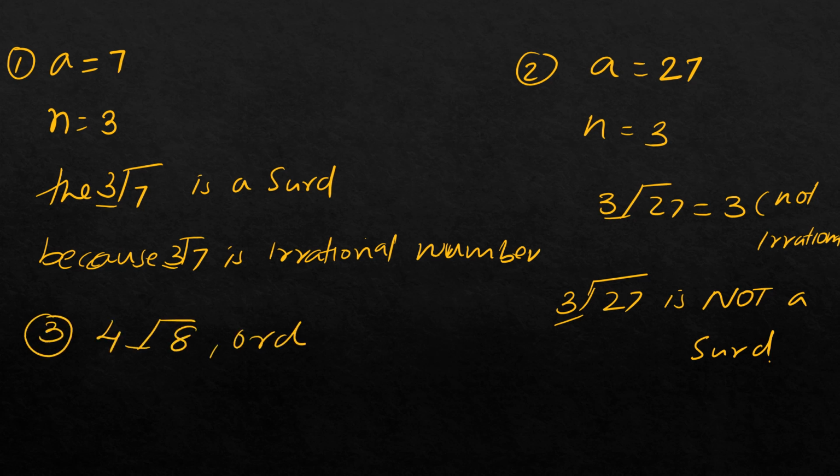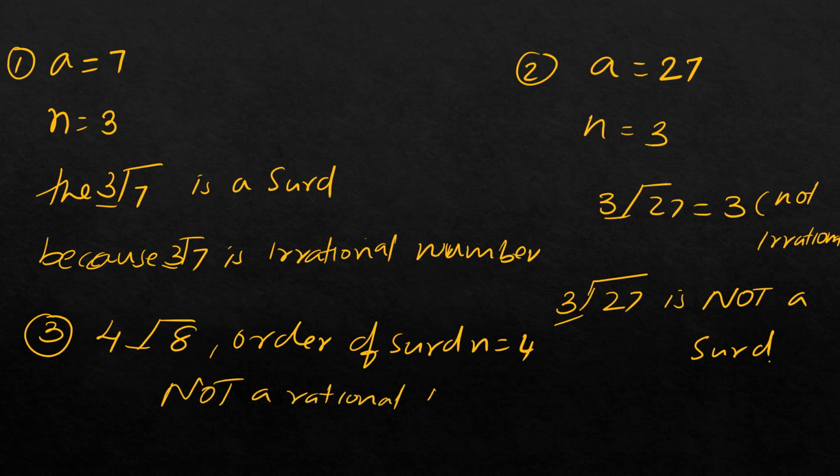We can take one more example. Fourth root of 8, and the order is 4 here. Nth root means what? N is the order, and if you find it is not a rational number, because when we try to solve it, we will get that fourth root of 8 is a surd because we will get the answer as irrational.